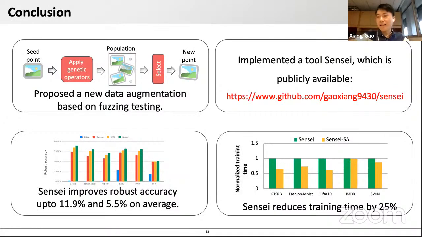Yes, exactly. As I just mentioned, we have some transformation operators and some parameters to limit the transformed image to still be valid, and to limit the variation so that it is still similar to the original image, so that we can preserve the existing label.